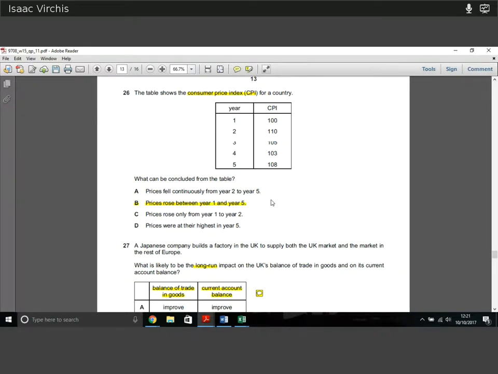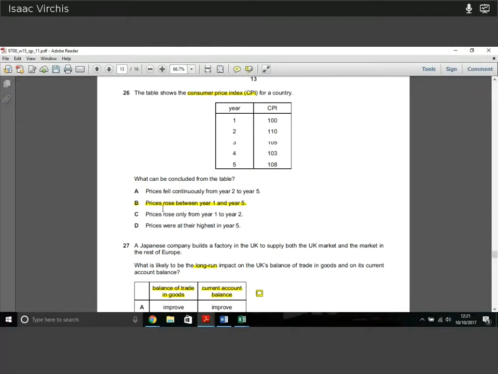So let's look at question A again. Elimination is probably worth doing here. Prices fell continuously from year 2 to year 5. We can see that although they fell till year 4, between year 4 and year 5 they increased, so the prices didn't fall continuously. Prices rose between year 1 and year 5. In year 1 they were 100, in year 5 they're 108. That is true, we can conclude that.